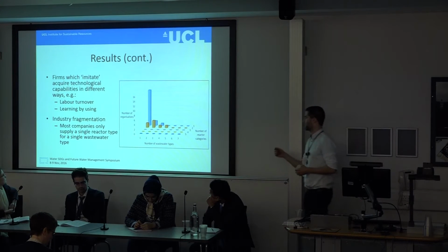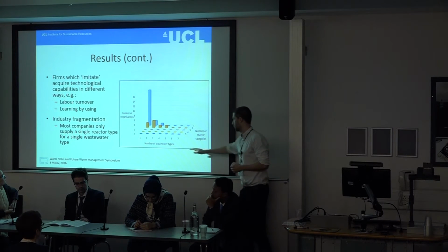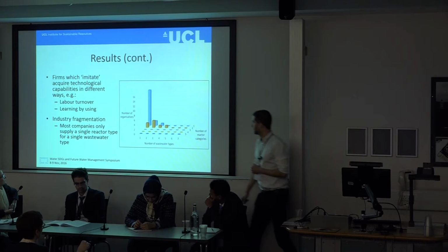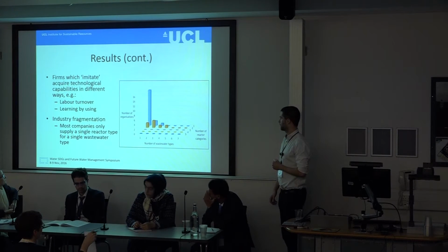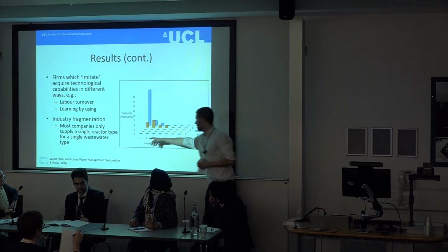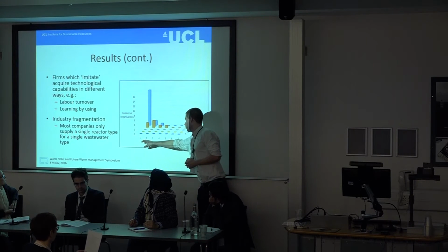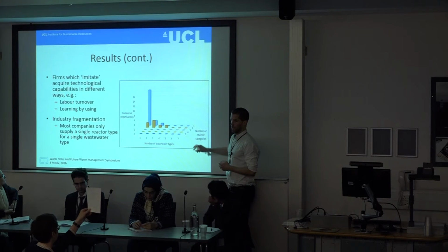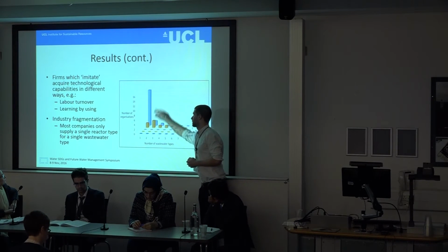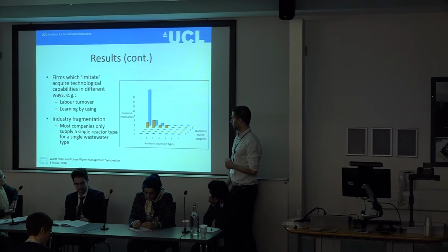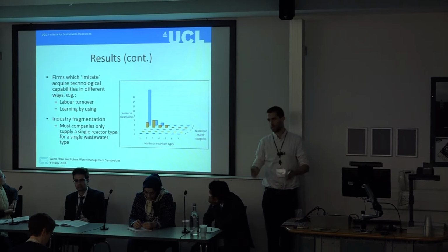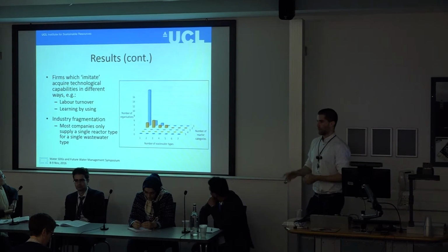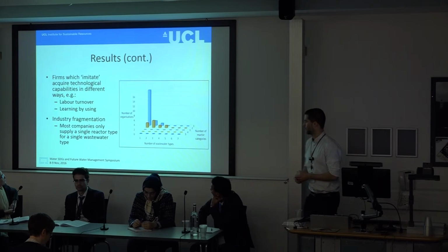And then there's another interesting point to be made about industry fragmentation. So this graph here on the right shows the number of organizations that work with one or multiple wastewater types and one or multiple reactor designs. And based on that, you can see that most companies actually specialize in one wastewater type and one reactor type. So this suggests that the market is highly fragmented and that there are many specialized suppliers in the Thai AD market.